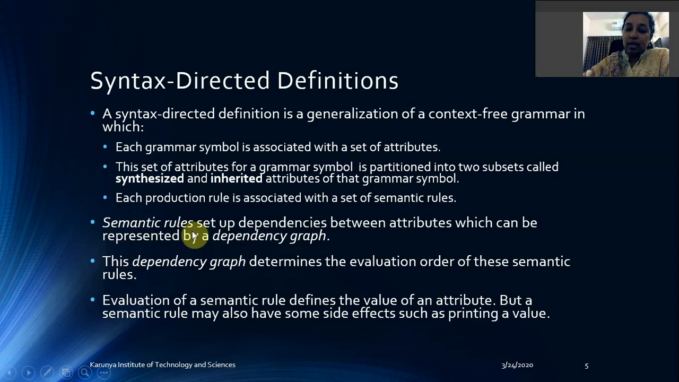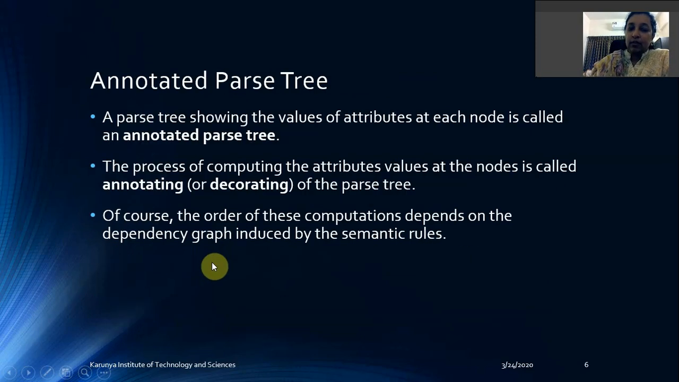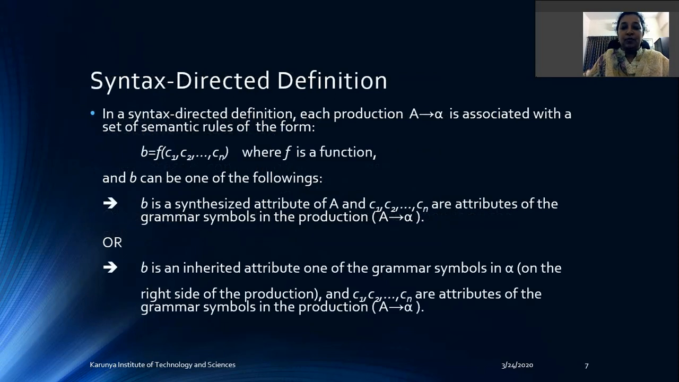We have a semantic rule. We have seen how a dependency graph works, and all those are put here. And then we have seen what an annotated parse tree is. Adding attributes to the grammar symbols, you call it annotating or decorating, and once the parse tree is full of attributes, you call it an annotated parse tree. Now you have a syntax directed definition, where for every production, we are generalizing it. For every production A produces alpha, we have some function which has to be evaluated. So we are taking it in general: function f, which is based on its child nodes C1, C2, C3 and so on.